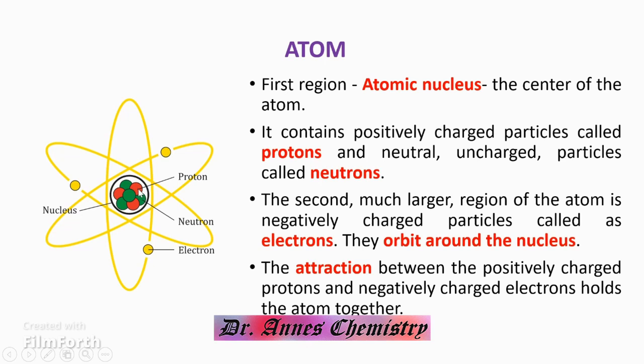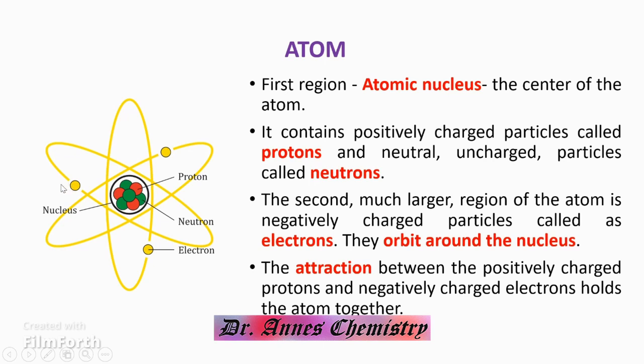When we take this atom, it's made up of three types of subatomic particles, namely protons, electrons and neutrons. And these are divided into two regions in an atom. The first region is the atomic nucleus. This atomic nucleus consists of positively charged particles called protons and neutral particles called neutrons. And this makes the first region of the atom.